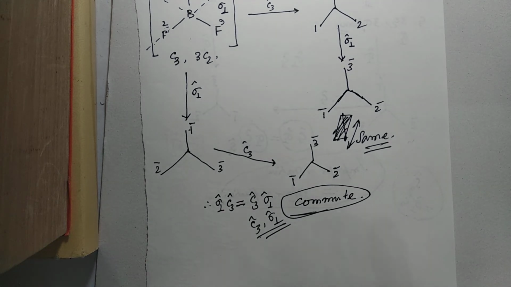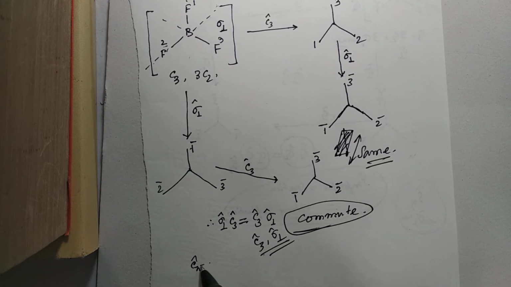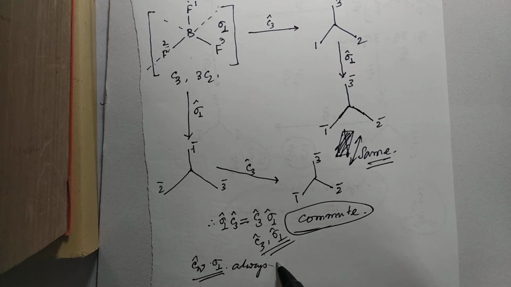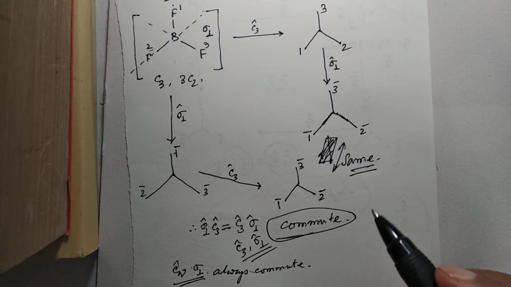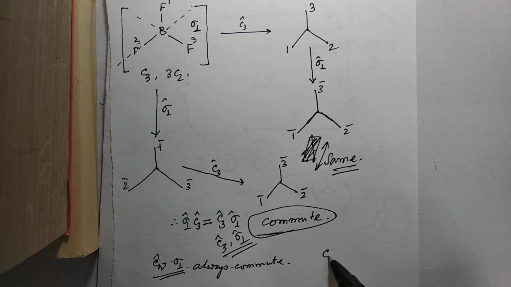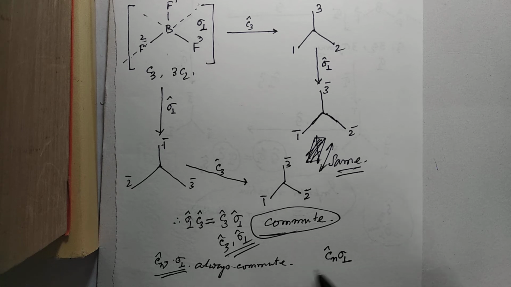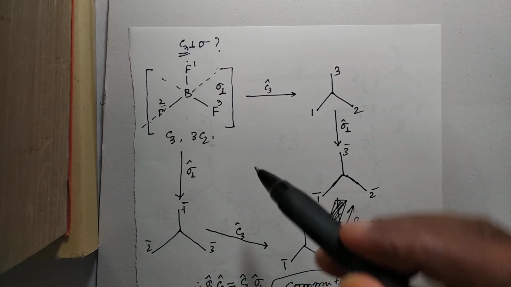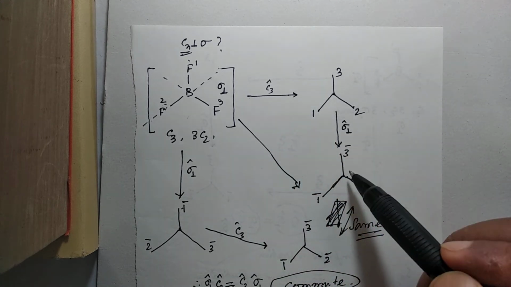This is the case always. Whenever a Cn axis is perpendicular to a reflection plane, the operator Cn and sigma perpendicular always commute. And therefore, the composite operation Cn sigma perpendicular or the reverse of it is a single symmetry operation. You can come from this to this by no other means. You have to follow this path.